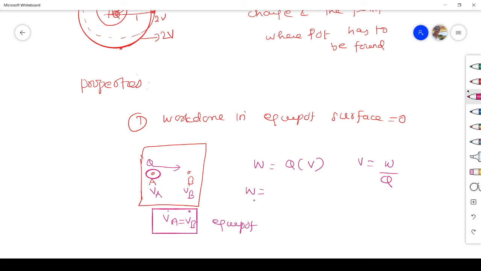Now I want to move a charge from point A to point B. What is the work done? W is equal to Q into (VB minus VA). That we know, right? Potential difference. Clear or not? So Q into 0. Why? VB is equal to VA. So substituting VB equals VA, we get 0. So what is the work done? Work done to move a charge in an equipotential surface is 0. That is very, very important. Clear? This is the first property.